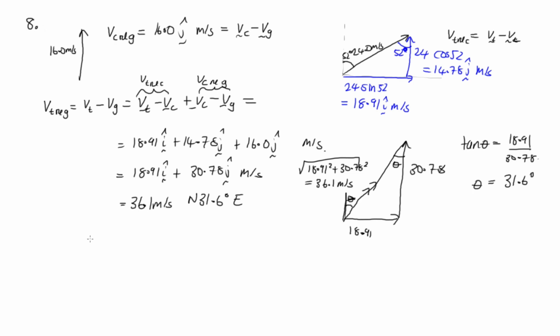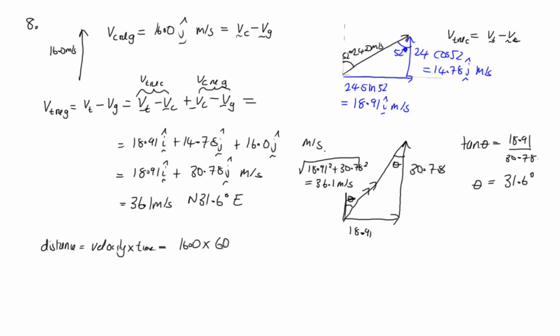And the next part says, how long would it take the truck to travel as far north as the car travels in 1 hour? So let's start by working out, well, how far does the car travel in 1 hour? So to get that, we can use distance is equal to the velocity times the time. So the velocity that the car is traveling relative to the ground is 16 meters per second, and this is meters per second, so we need our time in seconds.